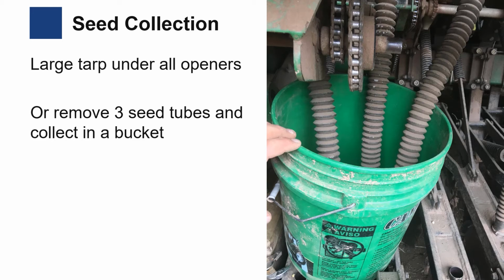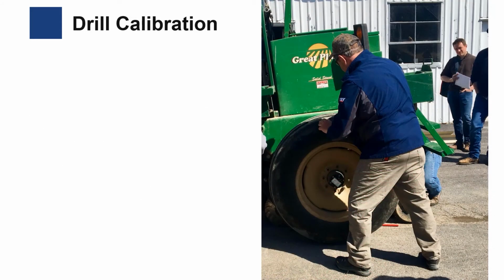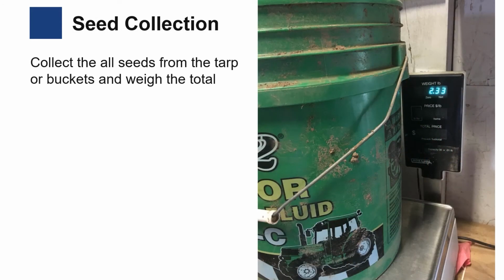Ensure that the drive wheel has been turned to a convenient starting point. A mark on the drive wheel of chalk, marker, or tape is suggested, and that the tarp or buckets are clean. The best way to collect seed from all openers is due to the small area that is represented for this calibration. Then, to calibrate the drill, turn the drive wheel the number of revolutions needed to represent 200 feet of travel as determined earlier. Collect all the seed from the tarp or buckets and weigh the total.